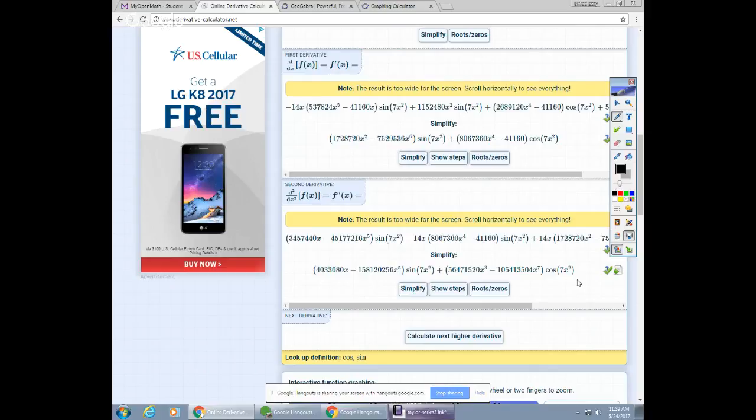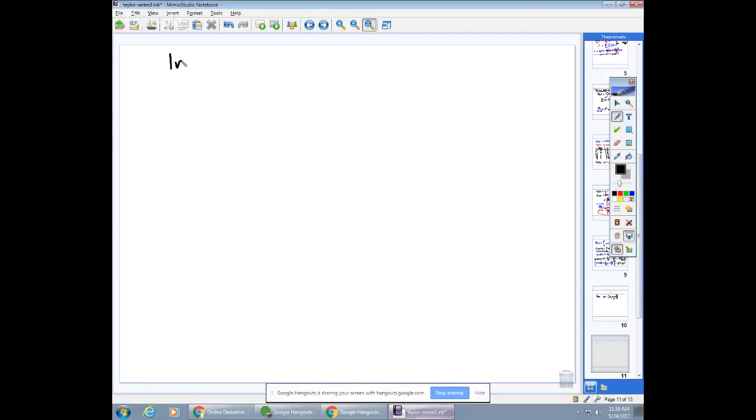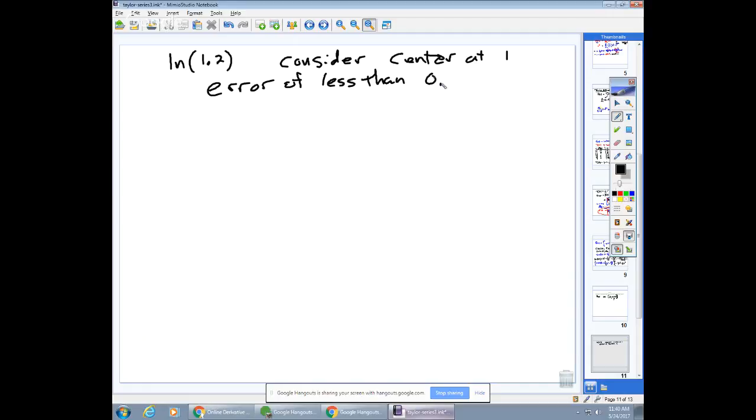How about, that's a good one. We just did one like that. All right, let's take a look at this one. Notebook. New page. All right, so we want to take a look at the natural log of 1.2. And we want to consider, let's see, for the natural log, let's center at 1, because the natural log is not defined at 0. And then we want to have an error of less than 1,000th.